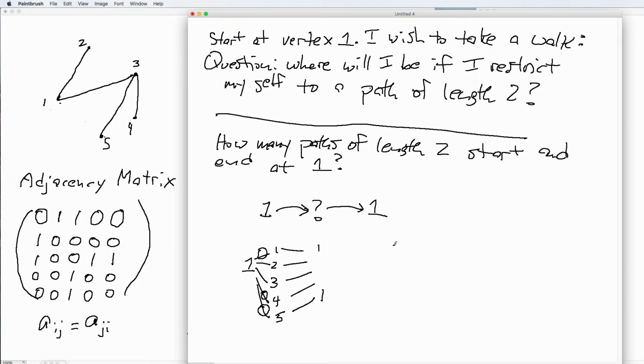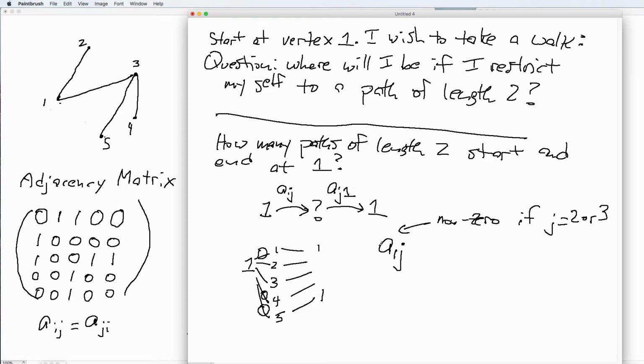Okay? In other words, if I consider some A from 1 to J, we know that this is non-zero if J is equal to 2 or 3. And remember, if we want to start at 1 and end at 1, this is going to be some A_{1J}, and then this over here is going to be A_{J1}, which takes us back to 1.